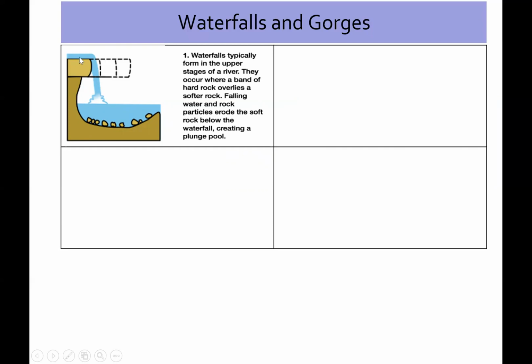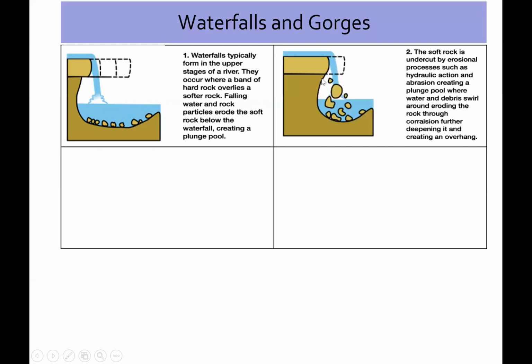Remember, this is your hard rock, this is your soft rock. So that soft rock becomes undercut, hydraulic action and abrasion are the dominant types of erosion. Corrosion, we'll use the term abrasion there. That creates a deeper plunge pool and a larger overhang.